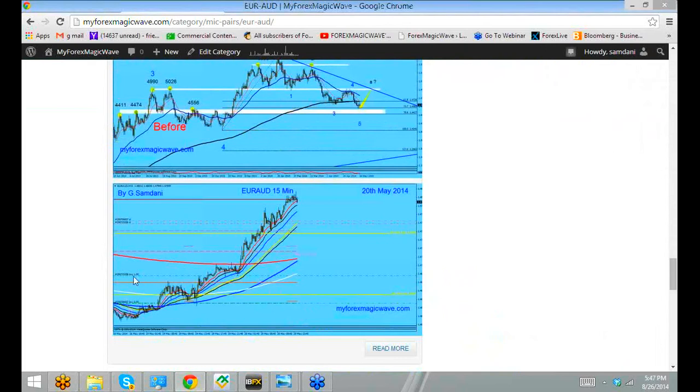And those are the trades taken on a 15-minute chart or a 5-minute chart. This is my Forex Magic Wave strategy, by the way, and strategy template. Okay, this is the chart, and this is how the chart looks. And we have specific rules at the bottom.